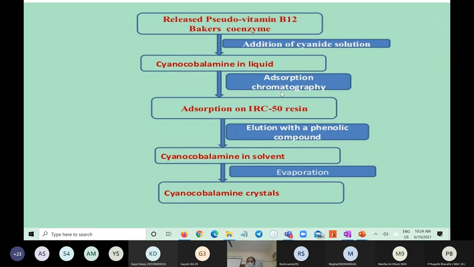Adsorption chromatography is there. That will be on IRC50 resin. Then elution will be there. And so the end product, cyanocobalamin, we will obtain in the solvent. And then we will further evaporate it and we will get the cyanocobalamin crystals. So this was all about the vitamin B12 production on the industrial scale.